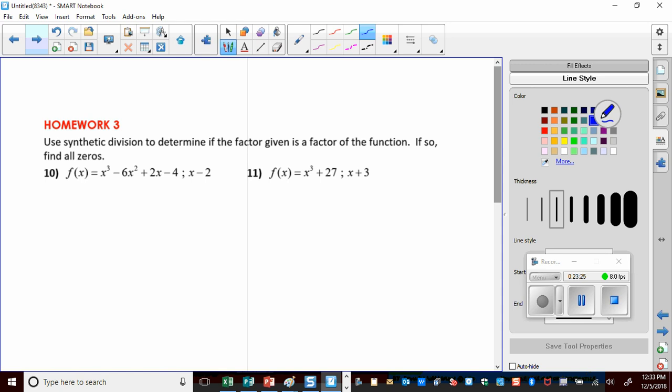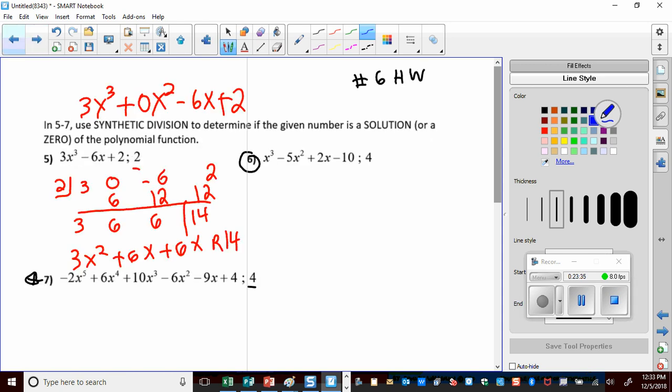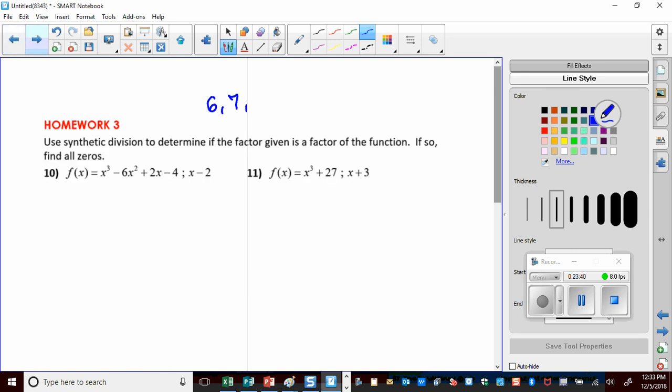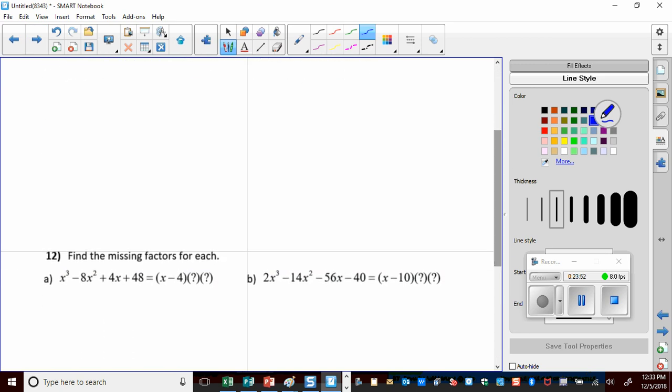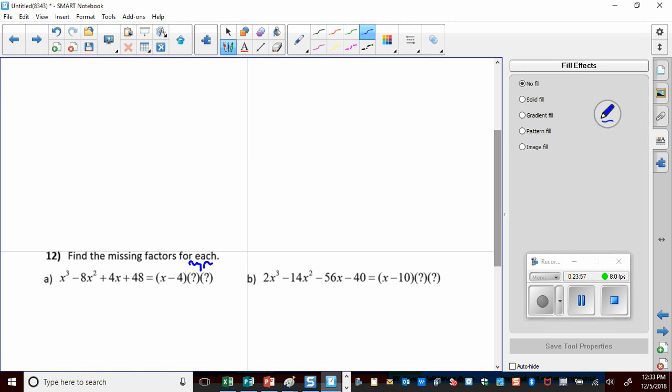Okay? So you had a couple problems. You're going to do number 6, number 7, and number 9, 10, and 11 for homework. 6, 7, 9, 10, and 11 for homework. Please, please, please keep in mind. Oh, and number 12. So number 12, you're finding two different factors here. So that means you're going to find the solutions.